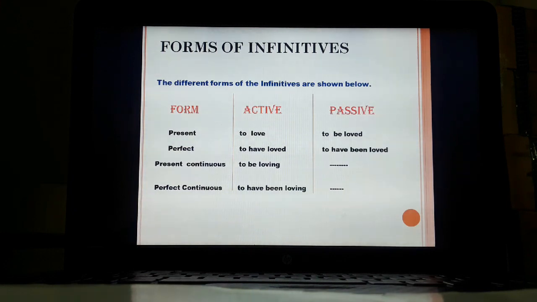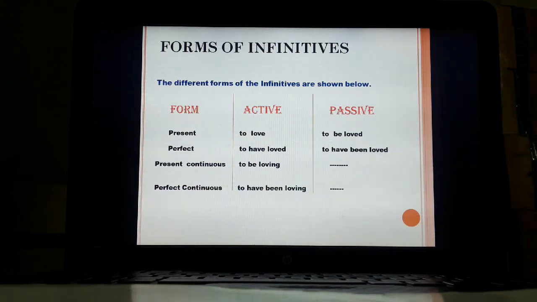Now finally, let us study the forms of infinitives. Now there are different forms of infinitives as shown below. In the first case, the simple present. See, simple present in the active form, what do we use? It's to plus love, means to plus V1. It is to plus first form of the verb, to love.